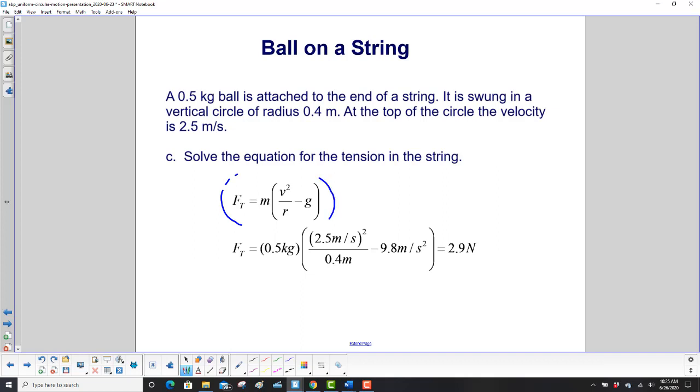And finally, we can put in the numbers. Here's our mass, and notice how it's outside the parentheses, so we only have to multiply it once. We have our velocity, 2.5 meters per second. Make sure you square it, right? The square. Here's our radius. Here's g, gravity. Multiply and subtract it out, and you get 2.9 newtons.